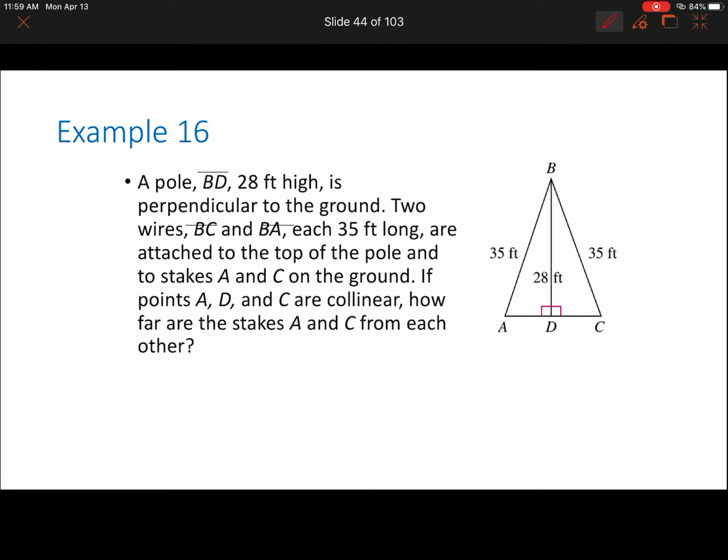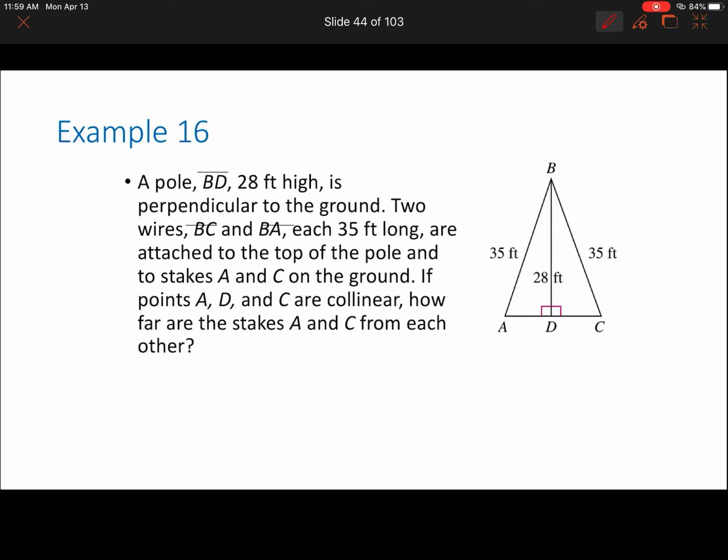Now, look at this one. It says a pole BD, so maybe this is a light pole, is 25 feet high. It's perpendicular to the ground. 2 wires, guard wires, are attached to be A and BC, and they're 35 feet long. Again, you can see that in the diagram. And they're attached to the top of the pole and staked at points A and C on the ground. If points A, D, and C are collinear, okay, so they're all on the same line, how far are the stakes A and C from each other?